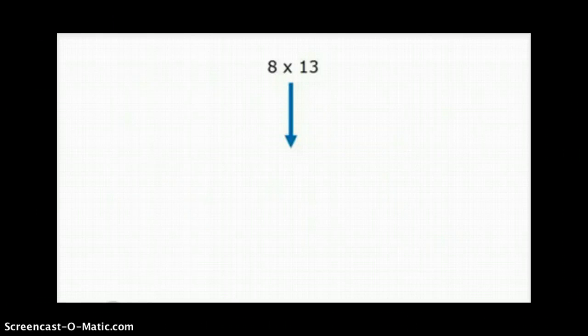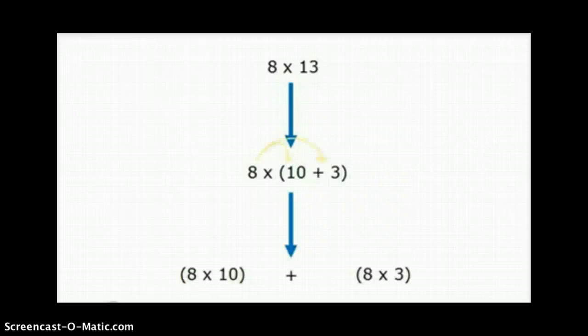What we just did was break 13 into its parts. 13 is 1 ten and 3 ones, or 10 plus 3. Then we multiplied each part by our factor 8. In other words, we distributed the times 8 to 10 and to 3. That can be represented as 8 times (10 plus 3), or 8 times 10 plus 8 times 3. Remember, the parentheses tell us to do that operation first. The ability to multiply one factor by the decomposed parts of the other factor is the distributive property.